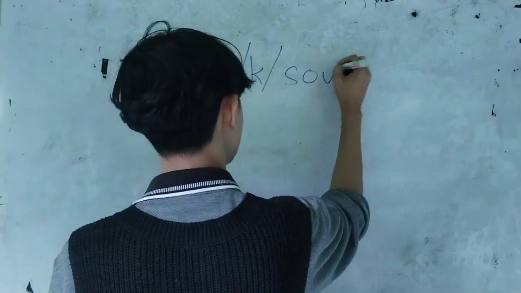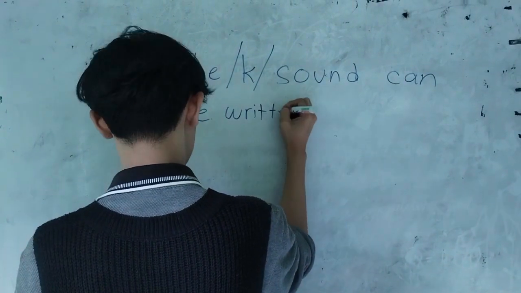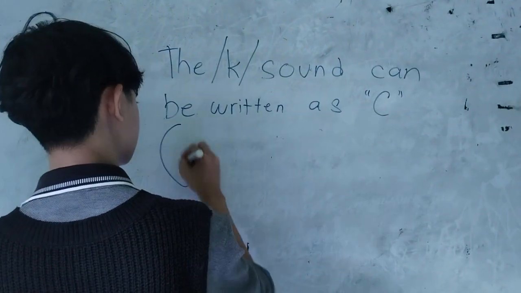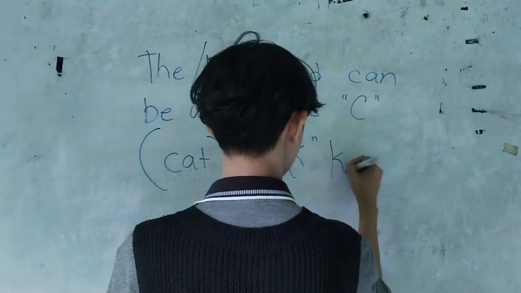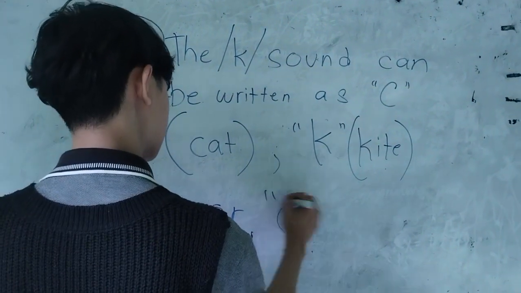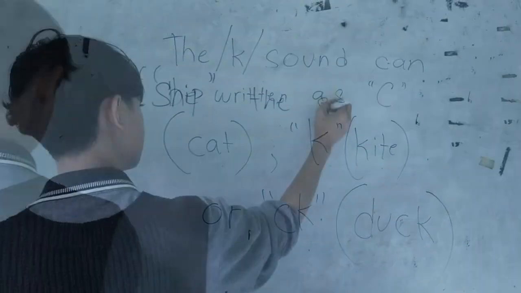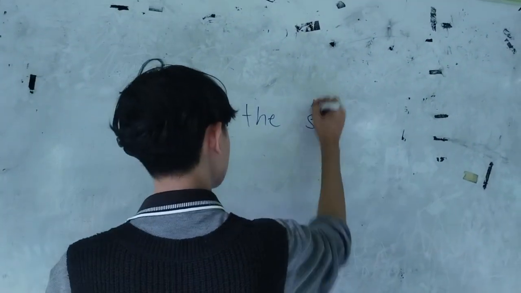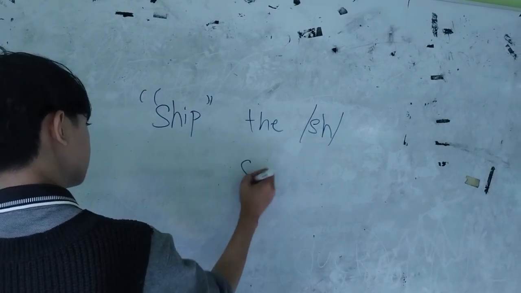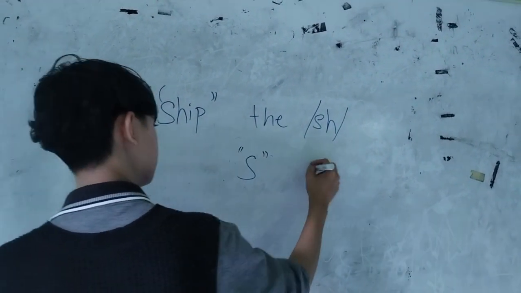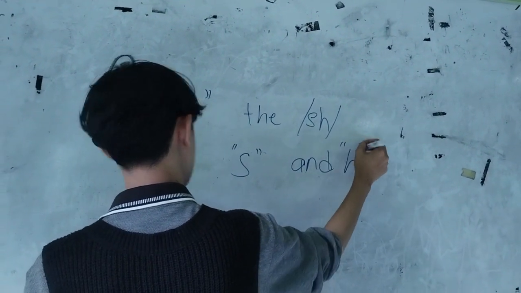First example, the K sound can be written as C, as in cat, K, as in kite, or CK, as in duck. Second example, the word ship. The sound is represented by two letters, S and H, working together to make one sound.